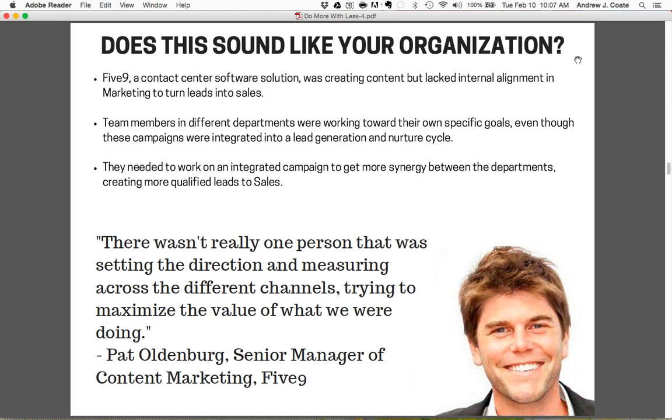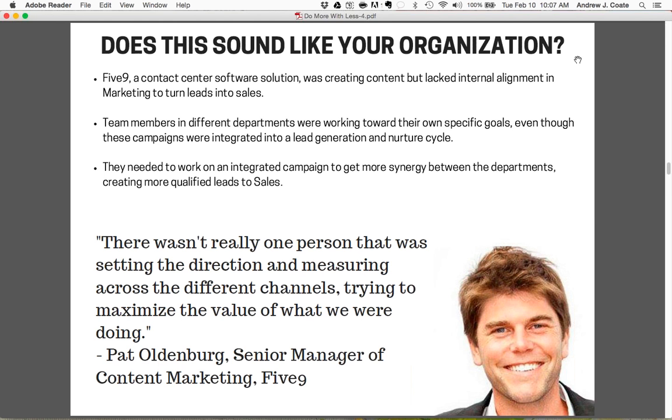And so what happened with Five9 is Pat Oldenburg here came in, and he really focused everybody. He brought everybody together, and he said, hey, this is how we're going to go. We're going to go in this direction, and these efforts that were over here coincide with these efforts that were over there. And so now we're going to bring that and put that into one cohesive campaign.